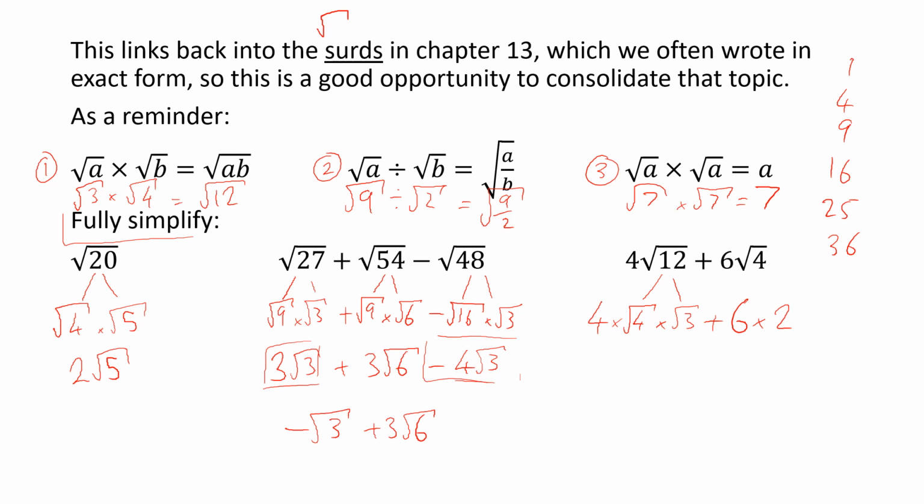Then we can think about this first one again. We've got 4 times the square root of 4, which is 2, times the square root of 3. And then we've still got our 6 times 2 over here. And we can finally simplify this all together. 4 times 2, so that's 8 root 3 plus 12. Again, we can't combine our surds, our root 3s, with our numbers, so that's fully simplified.